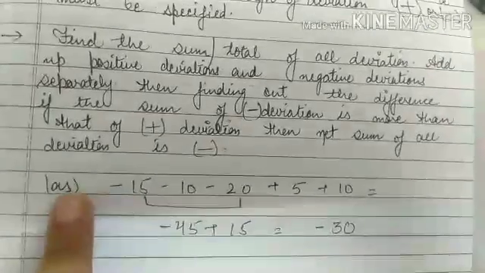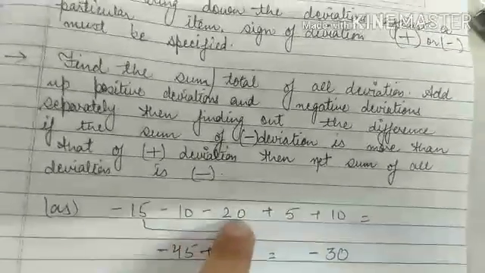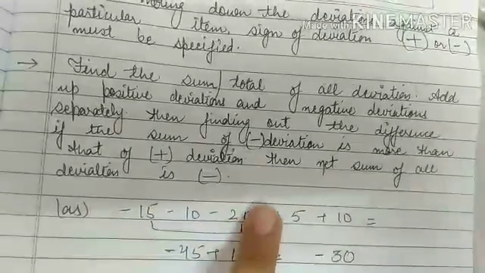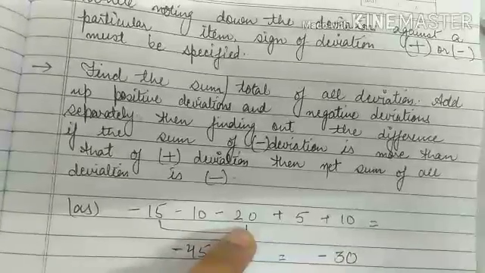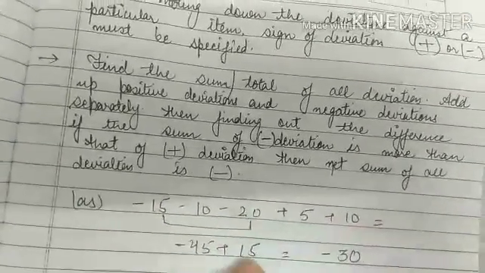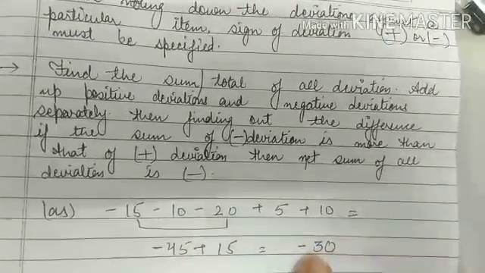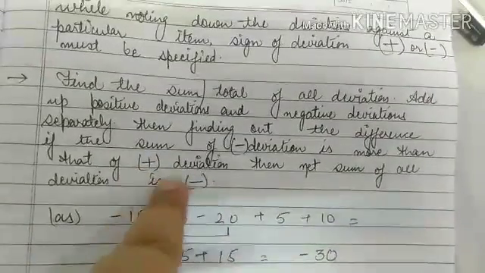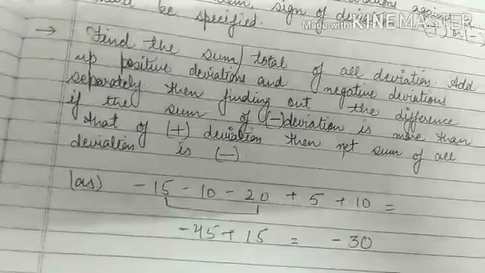As an example, suppose the deviations are minus 15, minus 10, minus 20, positive 5 and positive 10. We have to sum these separately. The sum of the negative deviations is minus 45 and the positive is 15. So the net deviation is minus 30. We have to be very careful while calculating deviations, whether positive or negative.